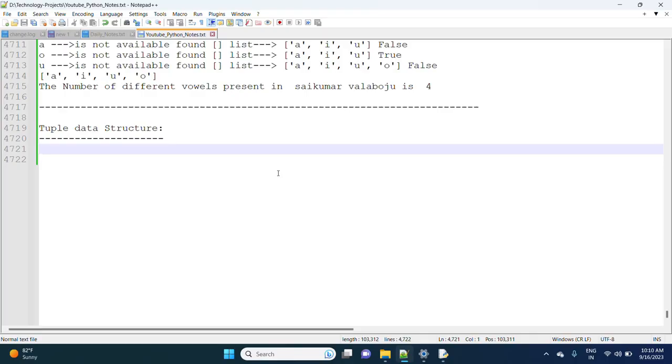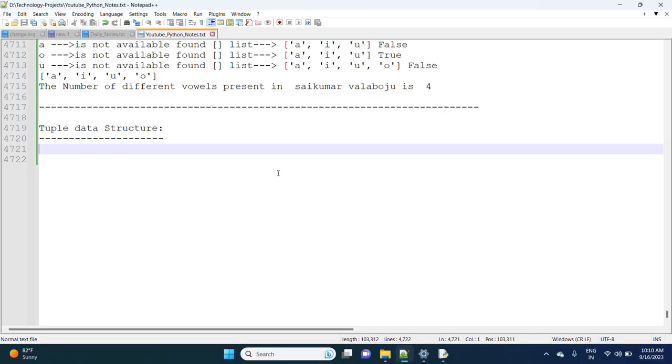That means if you want to represent a group of objects as a single entity where duplicates are allowed, insertion order is preserved, but objects are immutable, then we should go for the tuple data structure.